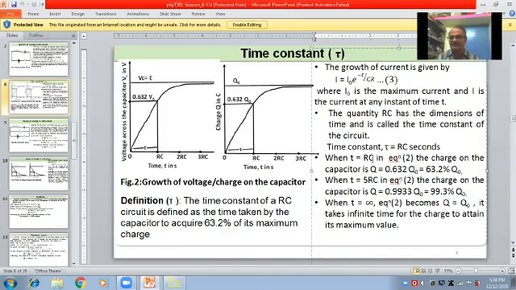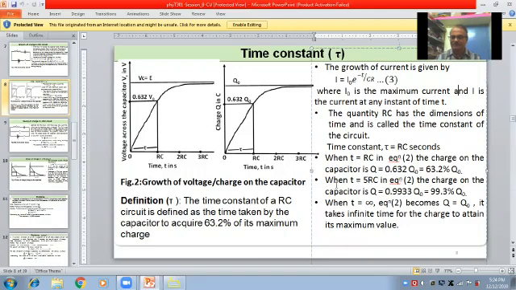And when t is equal to RC in equation 2, meaning the earlier equation, Q is equal to Q naught e raised to minus 1, the charge on the capacitor is Q is equal to 0.632 Q naught, or it is 63.2% of the Q naught. So we have to substitute t is equal to RC in equation 2.